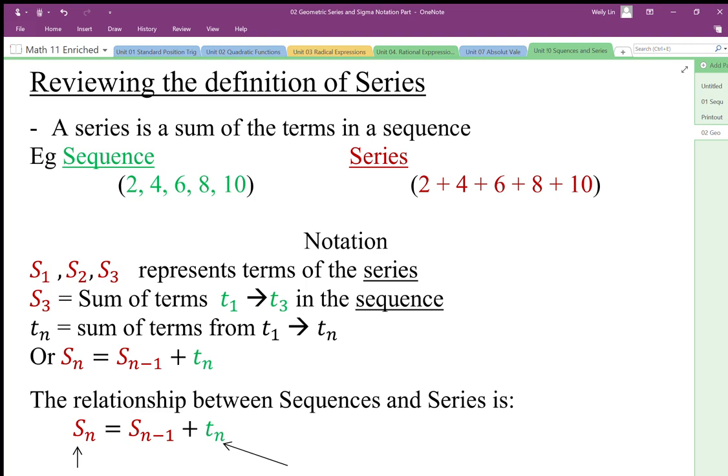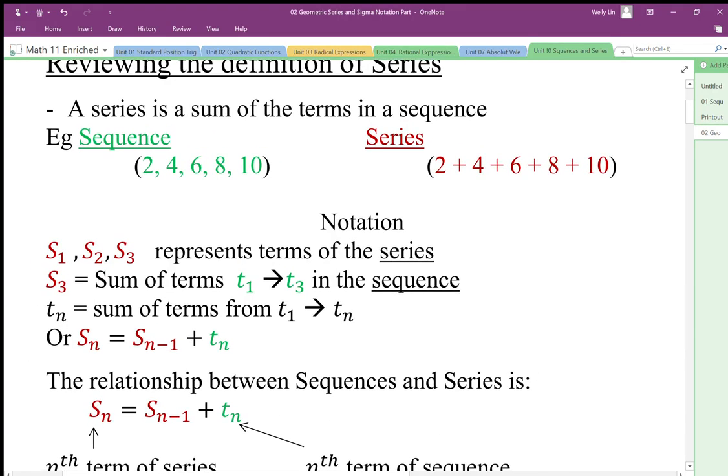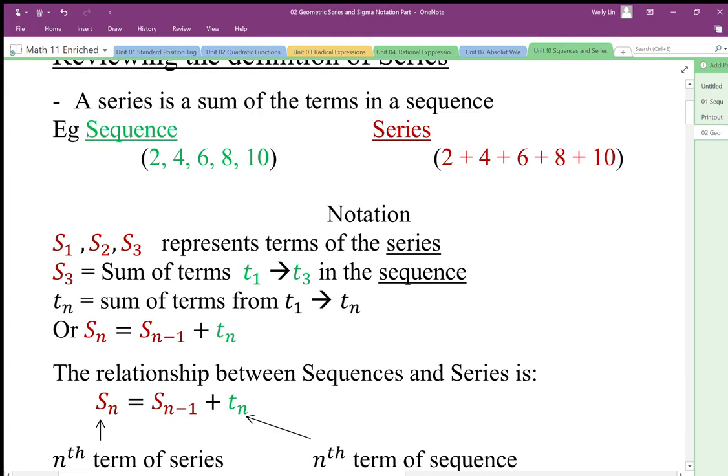We also need to differentiate when we're dealing with a sequence, when we just have the terms, versus a series, when we're adding up all the terms. So the notation that we use for series is a big S, and S1, S2, S3 represents the sum of the first term, the sum of the first two terms, the sum of the first three terms. So S3 represents T1 plus T2 plus T3.